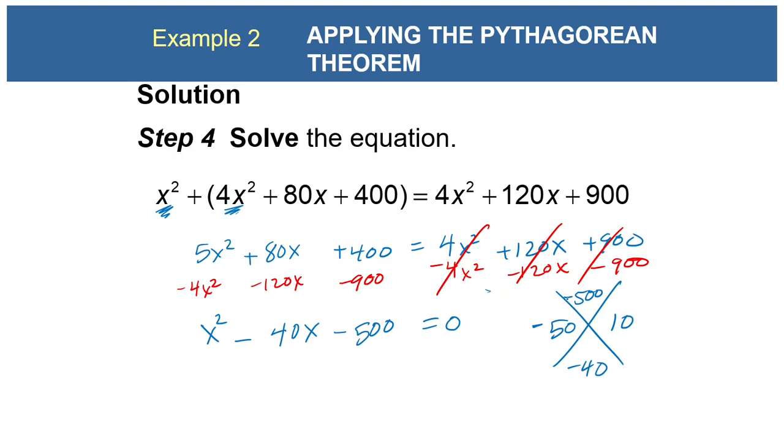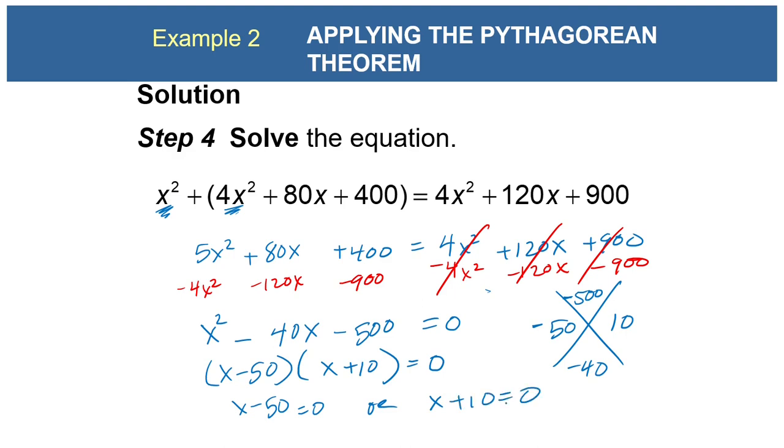And so this is just a diamond method. We don't need to split the middle. The leading coefficient is 1. So we have x minus 50 times x plus 10 equals 0. And now we could use the zero factor property. And so x minus 50 equals 0, or x plus 10 equals 0.